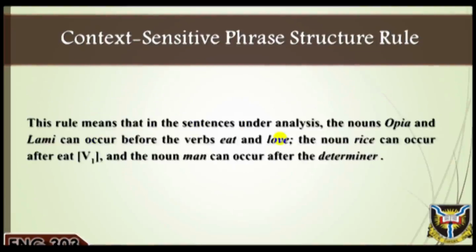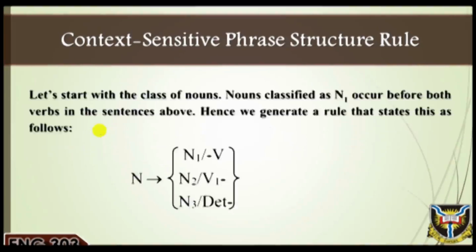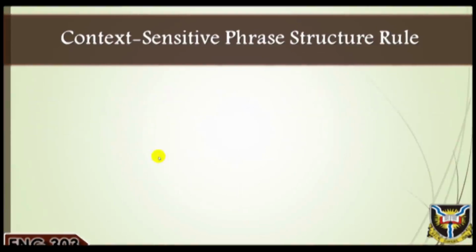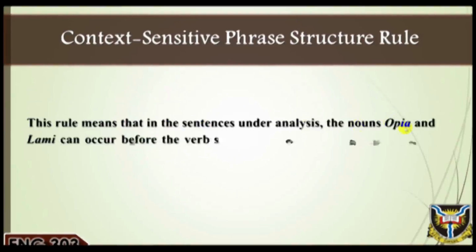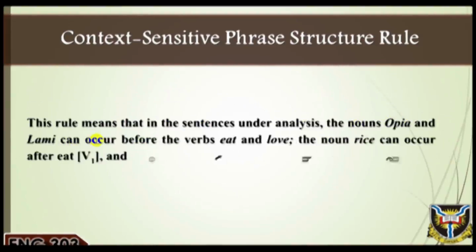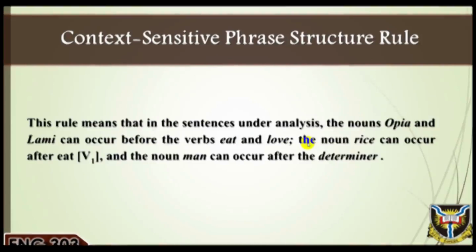Let's start with the class of nouns. Nouns classified as N1 occur before both verbs in the sentences above. Hence, we generate a rule that states this as follows. This rule means that in the sentences under analysis, the nouns Opia and Lami can occur before the verbs eat and love. The noun rice can occur after eat, V1, and the noun man can occur after the determiner.